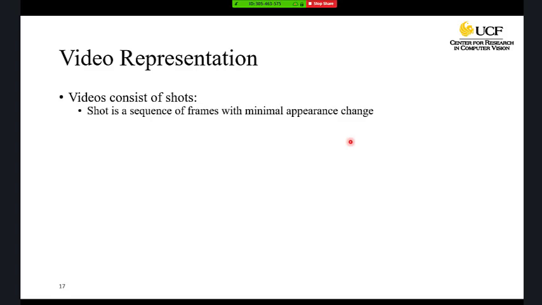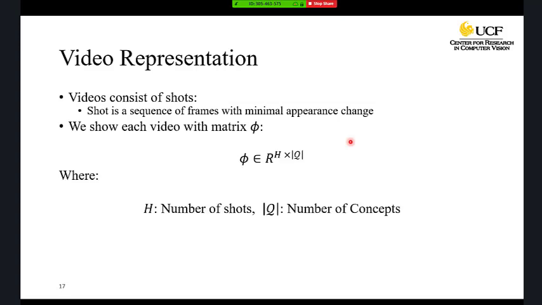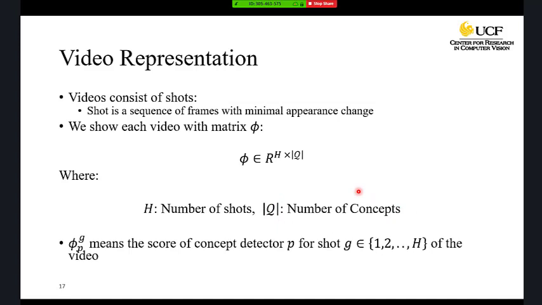So how do we represent a video? Videos consist of shots. A shot is a sequence of frames with minimal appearance change. We represent each video with a matrix named phi, which has H rows, where H is the number of shots, and Q columns, where Q is the number of concepts. So phi_{h,q} means the score of concept detector q for shot h.